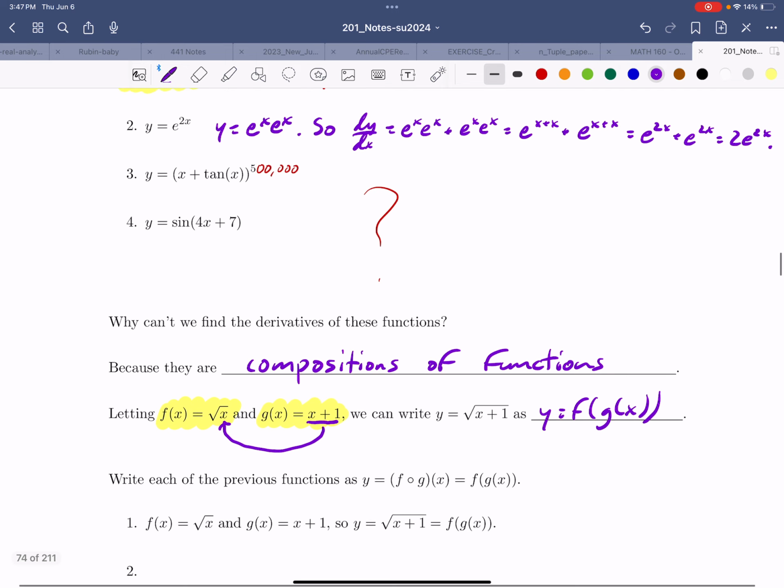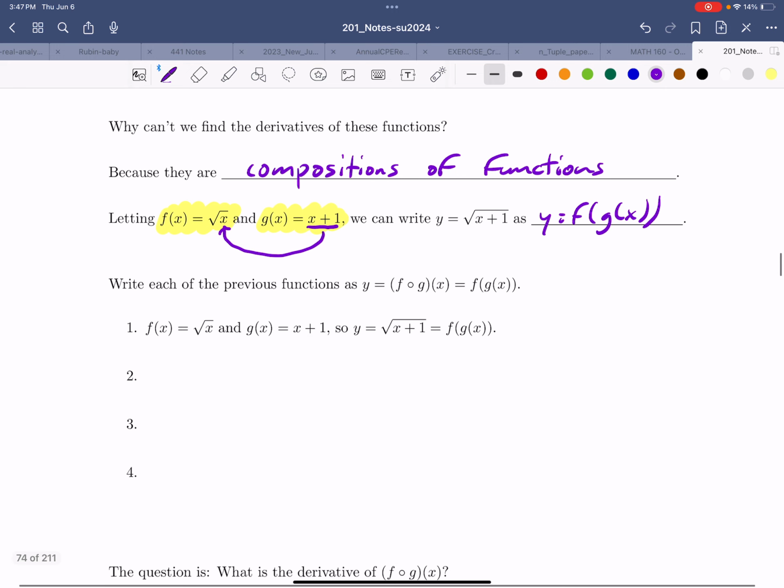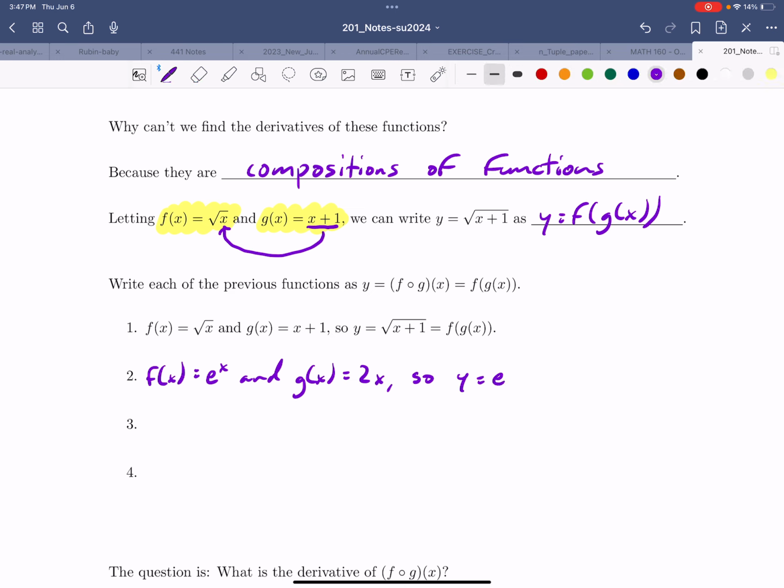For example, for number 2, we have y equals e to the 2x. Let f of x equal the outer function, which would be e to the x. Then let g of x equal 2x. So y equals e to the 2x equals f of 2x, which is f of g of x, or e to the g of x.